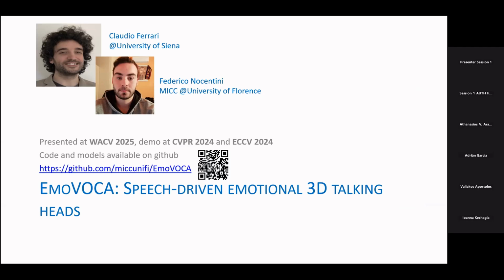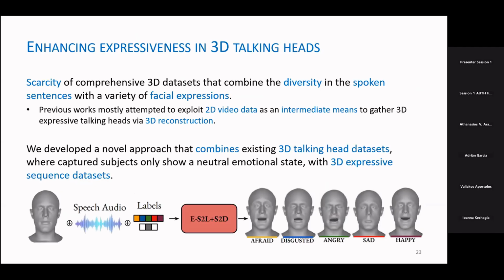So here the idea is that of embedding also the emotional part in the 3D talking head generation. And so, as the problem, I already introduced it. So here, the additional thing that we would like to do is to include an emotional label as an input to the system, so that we can generate, starting from a given speech, different emotional sequences. So the same person can pronounce a given sentence with an emotion of afraid, disgust, anger, and so on.